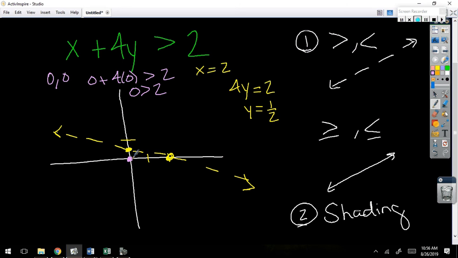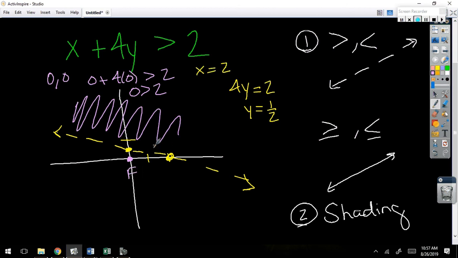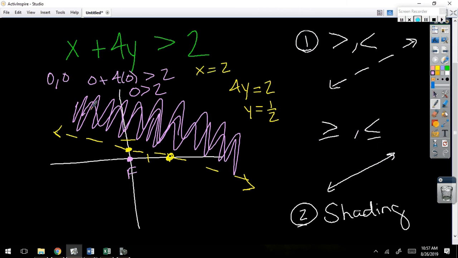So if it's false, you shade the other way. Every point in the shaded area should make the inequality true. So since that is false, that means I do not shade there. Instead, I shade above, which is what y'all said initially. So you were right. So if 0 is not greater than 2, 0 is not bigger than 2. If it made a true statement, then I would shade there. Oh, you would shade that.